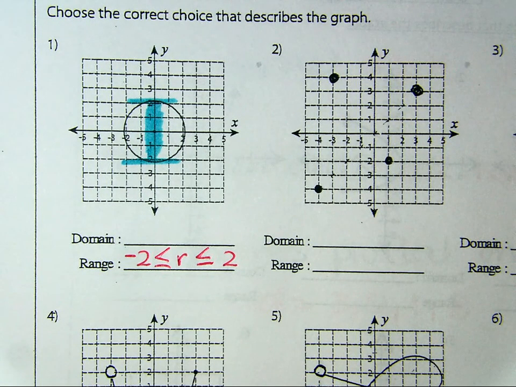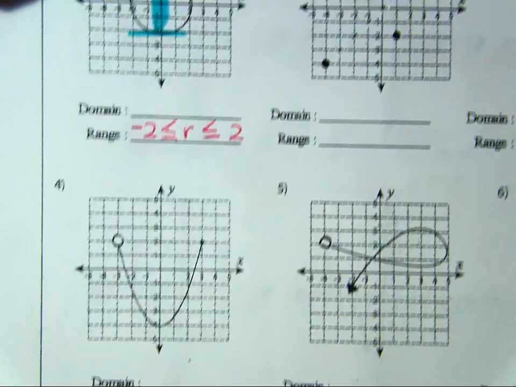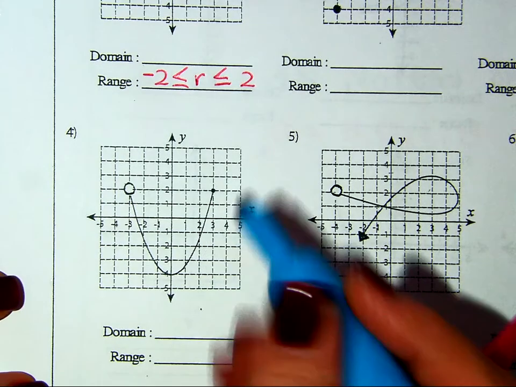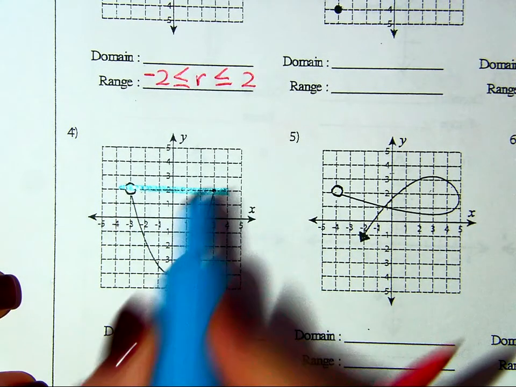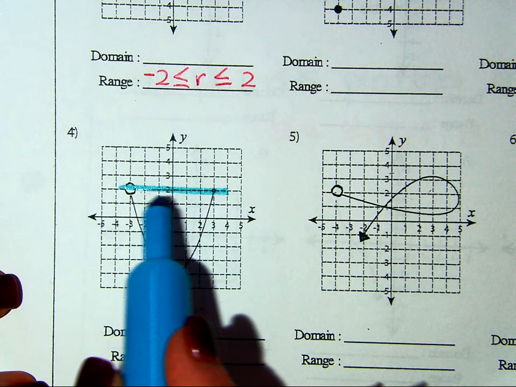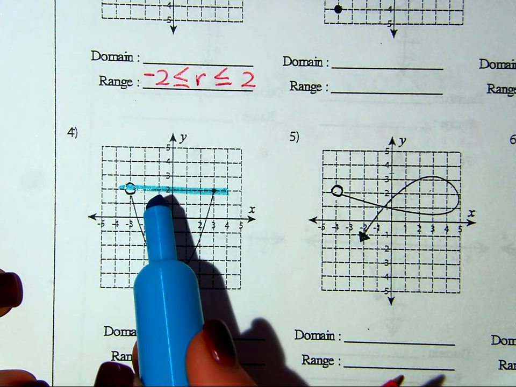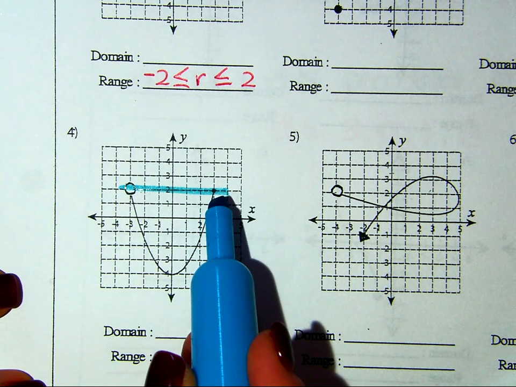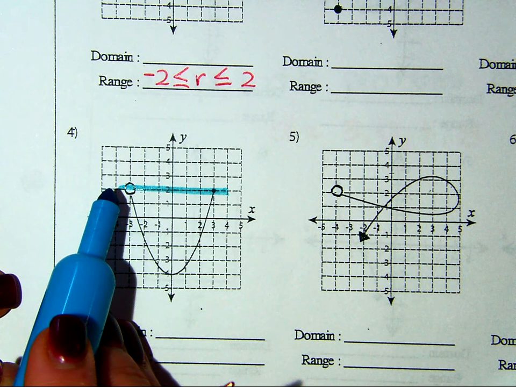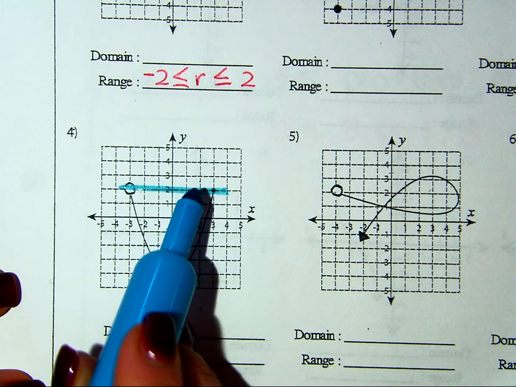Okay. Go to number 4. This one's a little tricky. How high can it go? It can go as high as what? 2. Can it be 2? Yes. This is not colored in, but it's covered on this one. How low can this go? All the way down to negative 4.